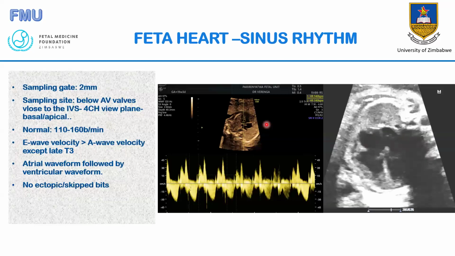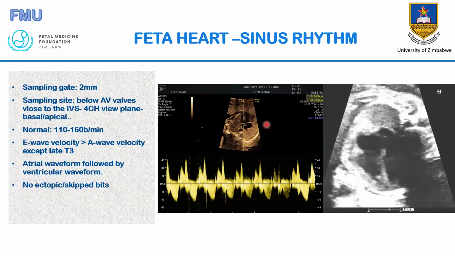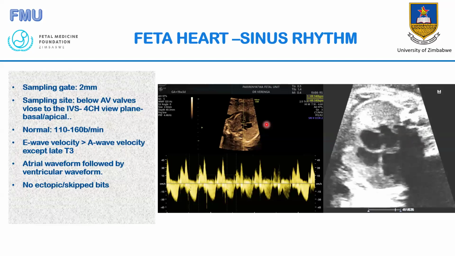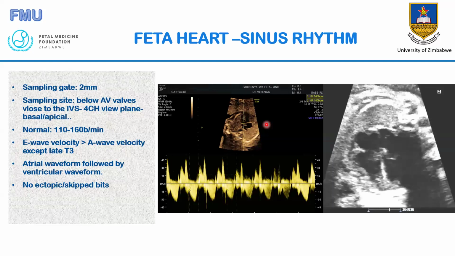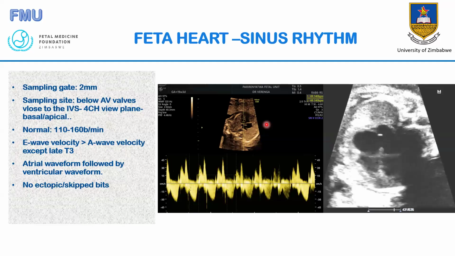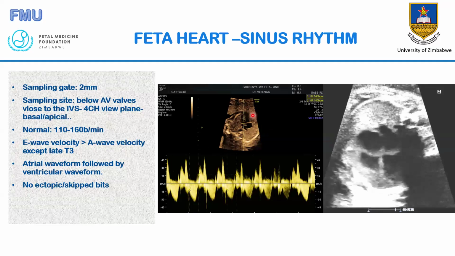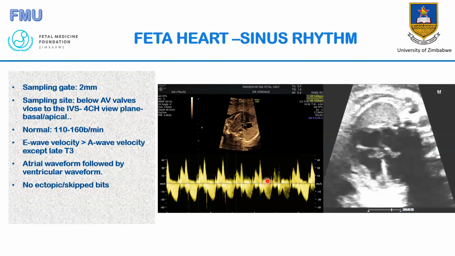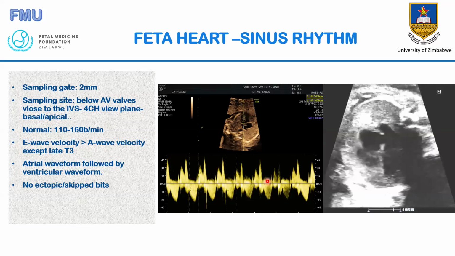So to be able to examine the baby's heartbeats, it is important for people to know where to place the pulse wave gate. I know most people just look for something beating and you just place your probe there and you do the heart rate. But here I'm talking about the correct way of doing it. What is the correct way of assessing a baby's heart rate?